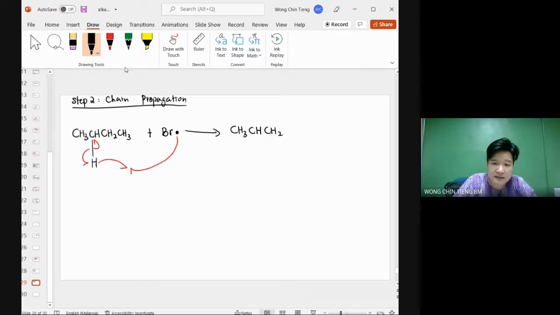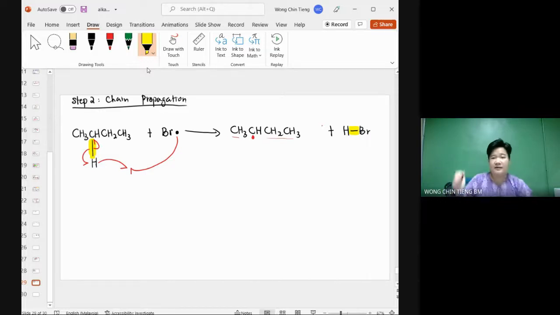Alright, the bond that break akan hilang. But I hope you realize one thing. Benda yang tak berubah, kekal. Nampak? Benda yang tak berubah akan kekal. Plus, benda yang terhasil adalah HBr. And I will always show the bond that is break, show the bond that is formed. Nampak?